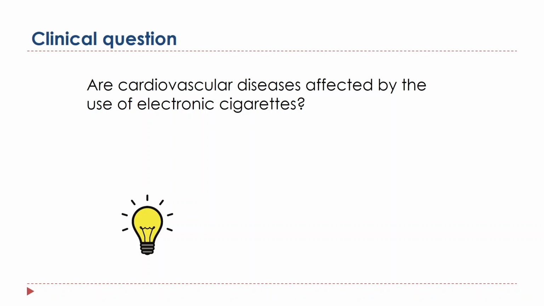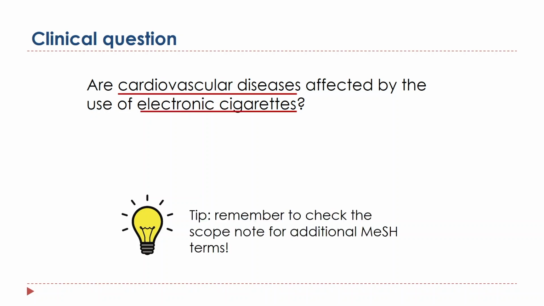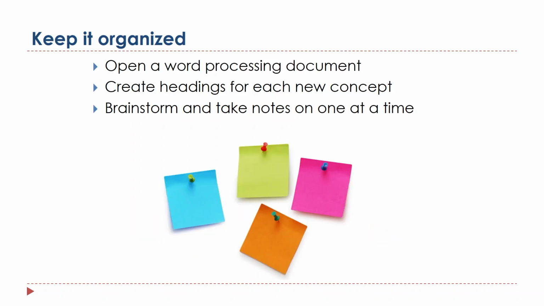So we're going to be working with this clinical question today as our example. So we'll be looking at whether cardiovascular diseases are impacted by the use of electronic cigarettes. And we'll be searching these concepts within Medline, and we'll be using MeSH headings to search for them. I'll explain MeSH headings in further detail in the next presentation, but to start, we'll just be going through this example in Medline. So there's just a couple things to go over before we go into Medline.